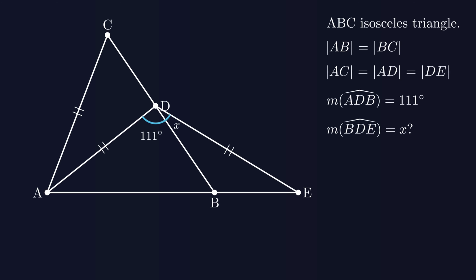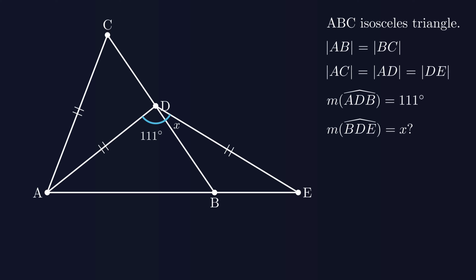Alright, let's get started. It says the following. ABC is an isosceles triangle where AB is equal to BC. Also, AC, AD, and DE are all equal to each other. That's already visible in the diagram. The angle ADB is given as 111 degrees, and we're asked to find the angle X.